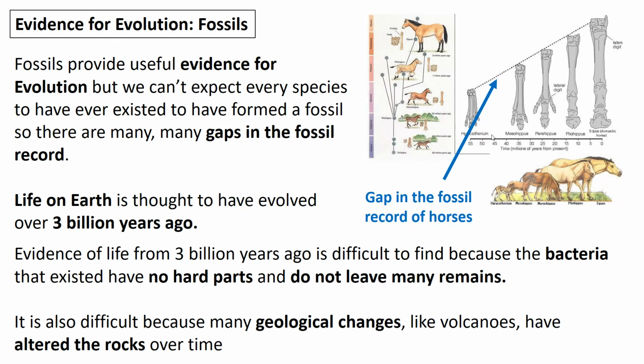So if there's any life on Earth from 3 billion years ago, it's really difficult to find because we think that was bacteria. So there were no hard parts, and bacteria wouldn't leave many remains. Also, the Earth has gone through a lot of geological change in that time. So volcanoes will have altered the rocks over time and therefore destroyed any fossils that might have been there.